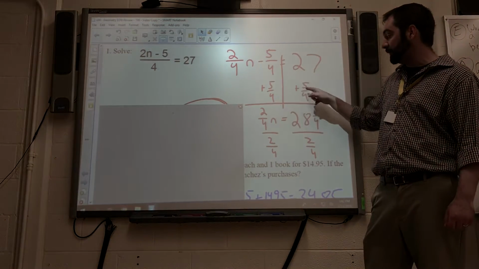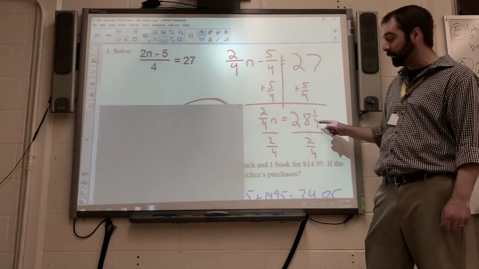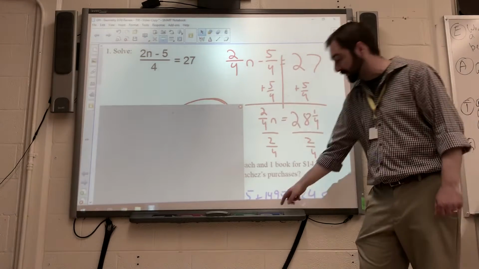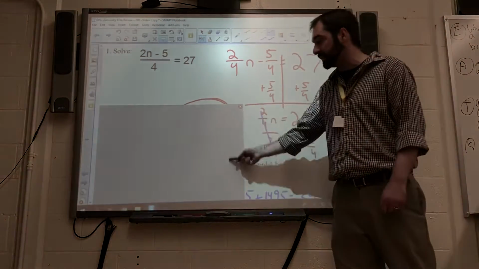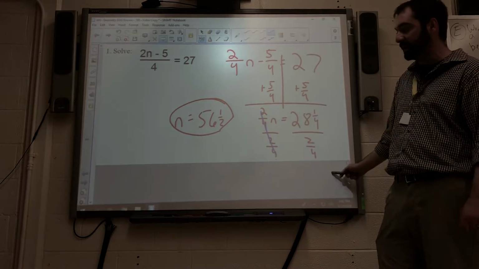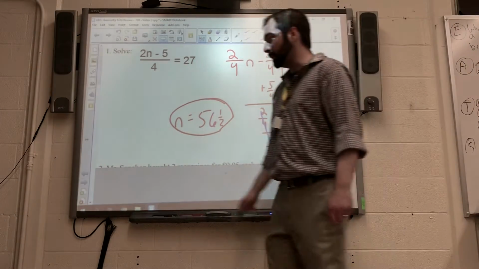Now we're going to say 27 plus 5 over 4 is 28 and 1/4. 2/4 times n, so we're going to divide each side by 2/4. 28 and 1/4 divided by 2/4 gives us a solid answer of 56 and 1/2. Number 2.